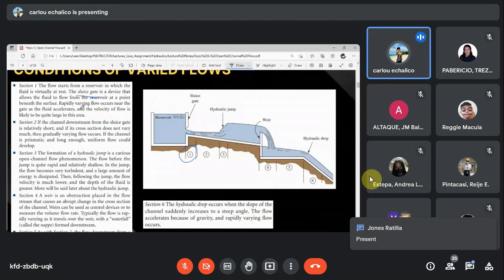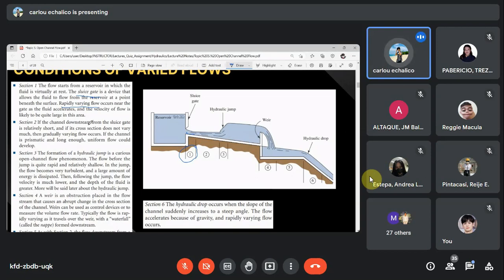So the rapidly varying flow occurs when the fluid accelerates at the gate, and the velocity of the flow is likely to be quite large in this area. So when we say rapidly varying flow, the distance is very short compared to gradually varying flow. The flow is gradual.